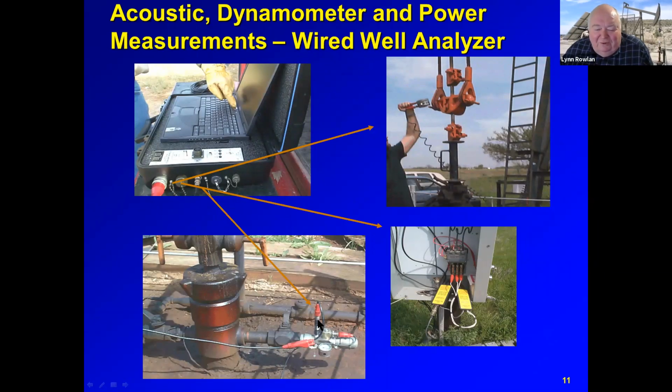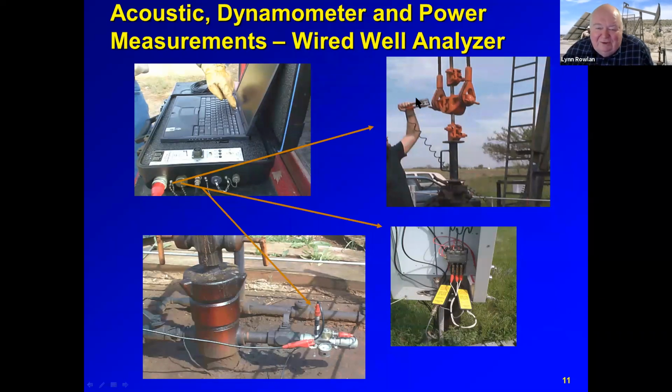And we can shoot a fluid level and measure the surface pressure at the well. This valve is closed right now, so you have to open the valve before you can shoot the fluid level. These are the power probes connected to the panel to measure the power and the amps during pumping.